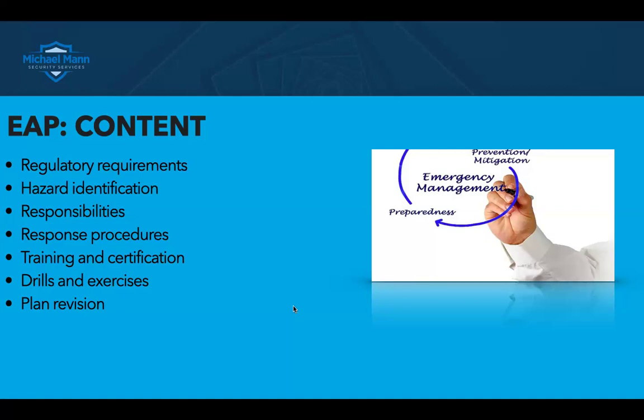Drills and exercises, different types of drills and exercises. You can have briefings, you can have walkthroughs, you can have tabletop exercises, you can have a full scale exercise. So the plan should also address the frequency for drills and exercises. And of course, plan revision. Anytime a change needs to be made to the plan, what does that look like and where is that documented?